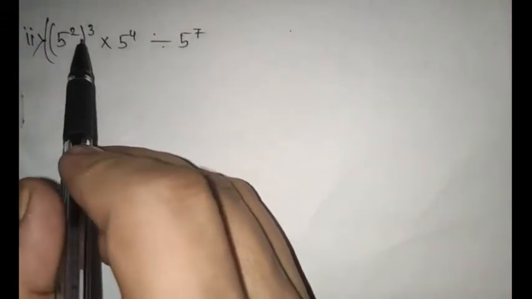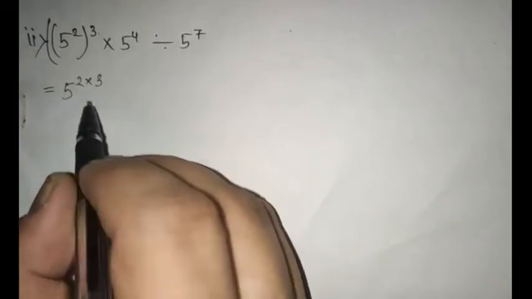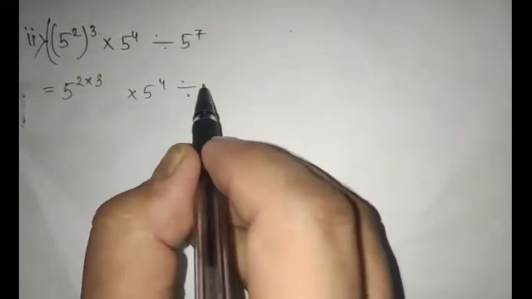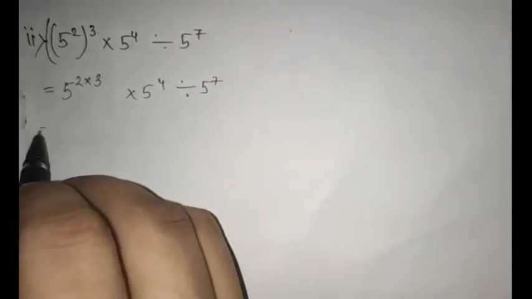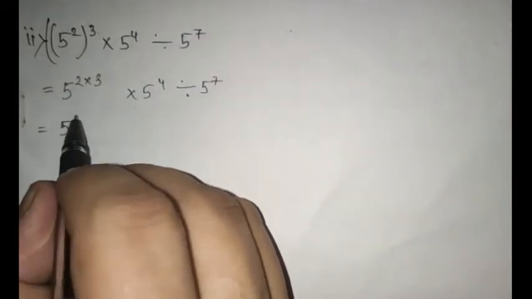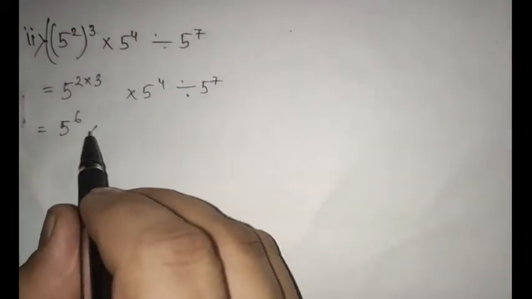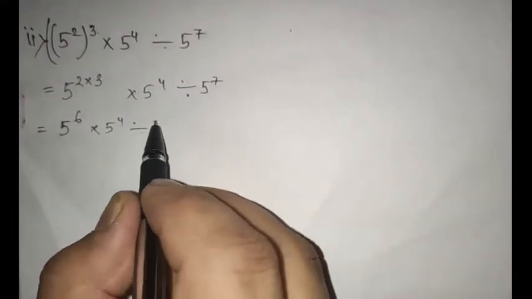So moving on to part 2. Question number 2 of exercise 13.2, we have 5 square, outside the bracket again there is one power, that is cube, into 5 to the power 4 divided by 5 to the power 7. Alright, so in our previous class I have already told you that whenever you have power on power, exponent outside exponent, then what will happen? Power on power will be multiplied: 2 into 3, into 5 to the power 4 divided by 5 to the power 7. Alright, so now 5 to the power 6 will be written into 5 to the power 4 divided by 5 to the power 7.